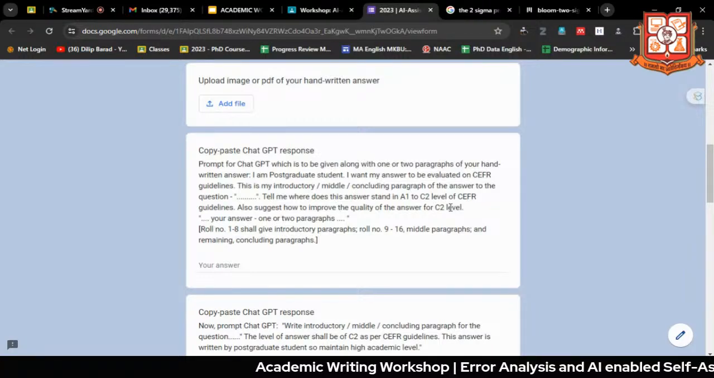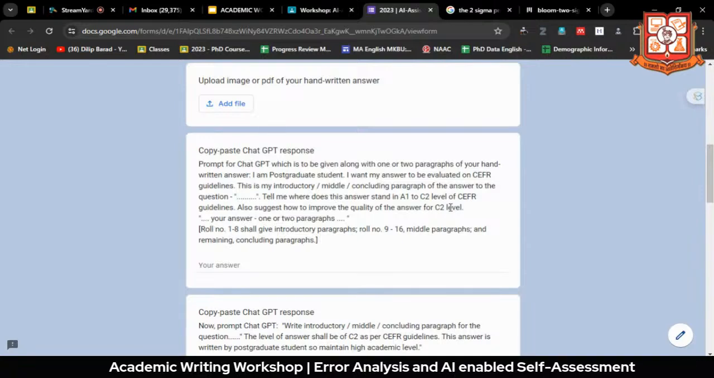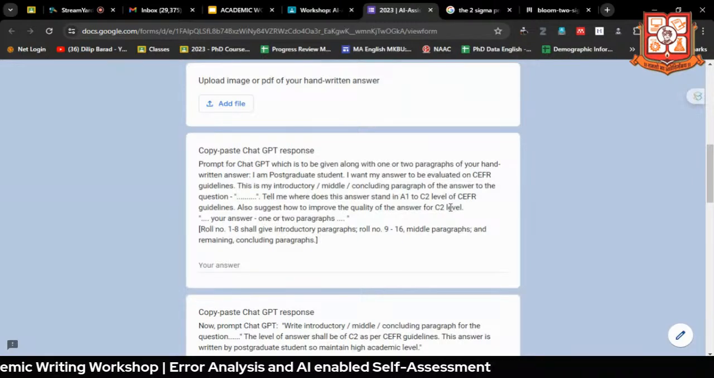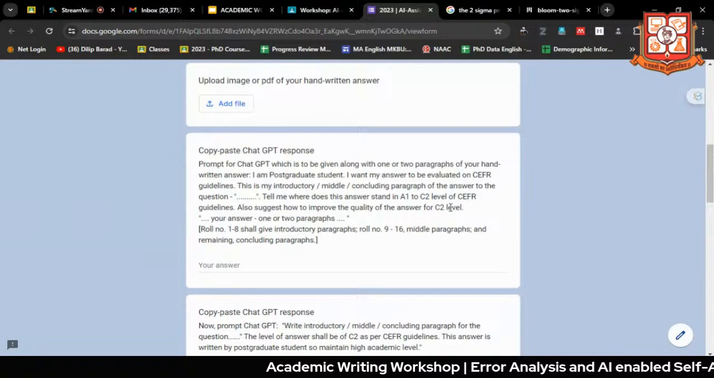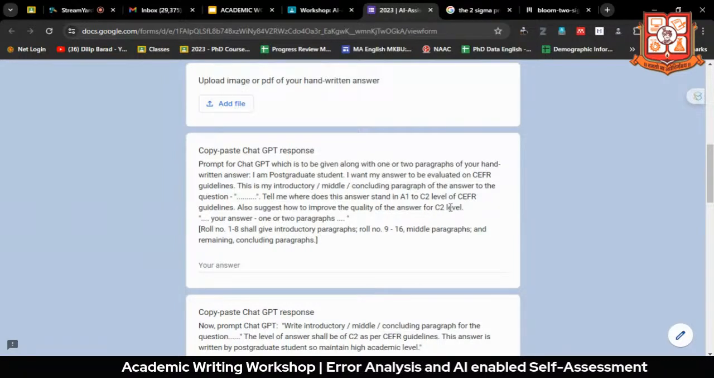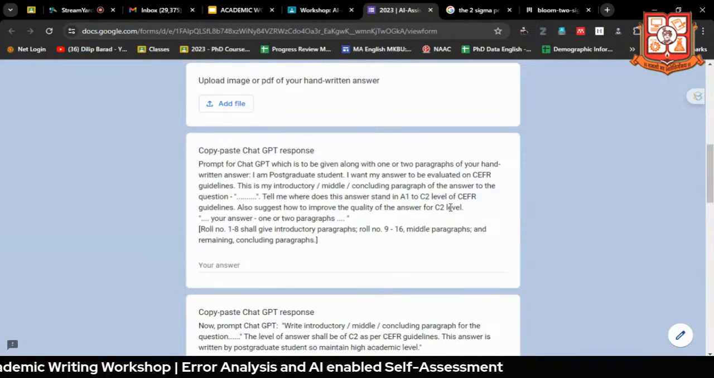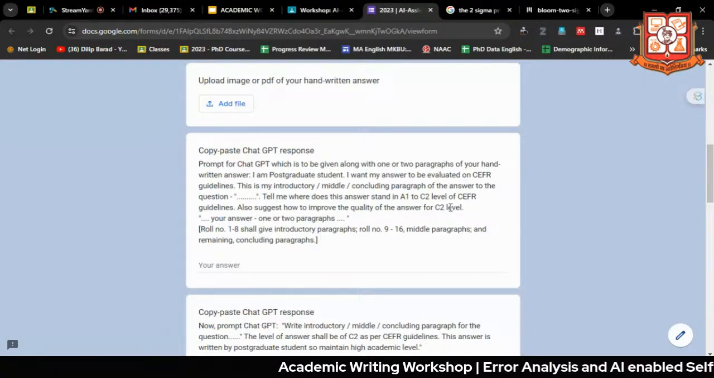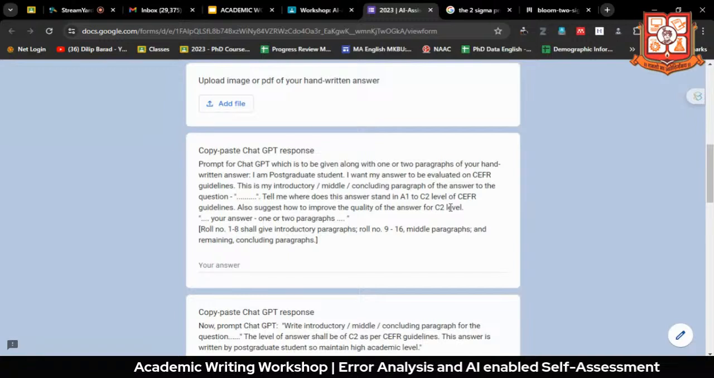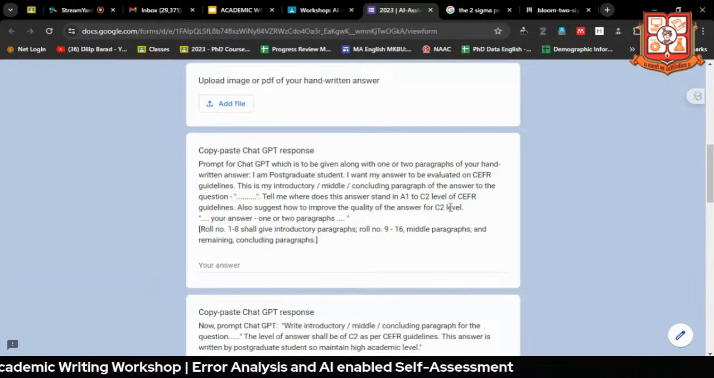So I write, I am a postgraduate student. I want my answer to be evaluated on one parameter, writing skills, academic writing skills, and that is CEFR guidelines, the Common European Framework. These are the guidelines for IELTS and TOEFL exams. Those who go to foreign countries have to pass and get some bands on CEFR guidelines. So we are telling them, evaluate. I want my answers to be evaluated on CEFR guidelines.